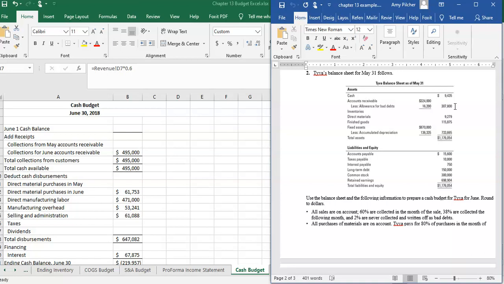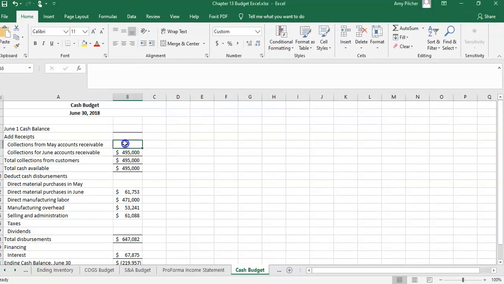So if we double check that, take 324,000 times 0.2%, that's $6,480. Our current allowance for doubtful accounts has more bad debt in there from previous months. So that 324,000 times 0.2%, and then we subtract that, it tells us that we're going to collect from May accounts receivable $317,520.